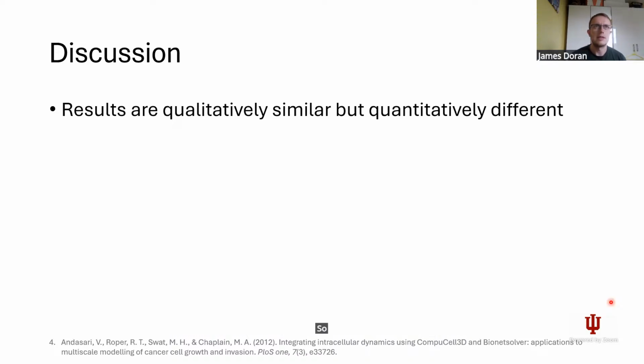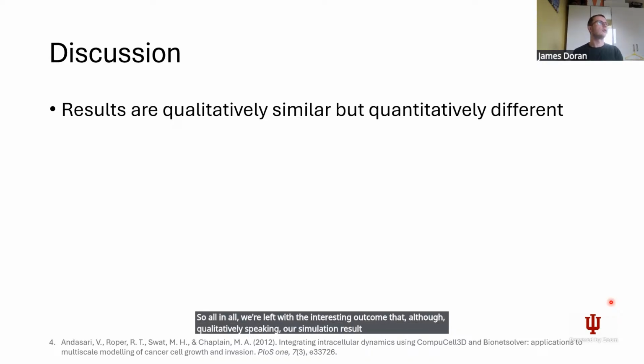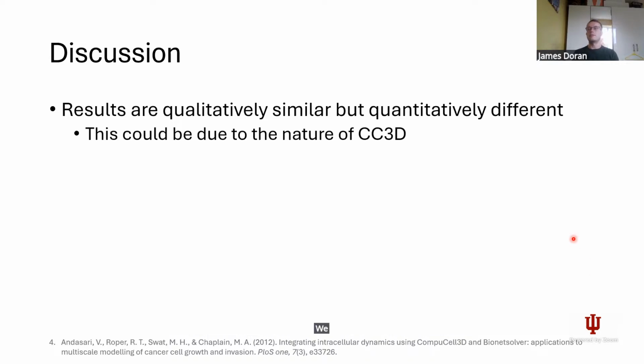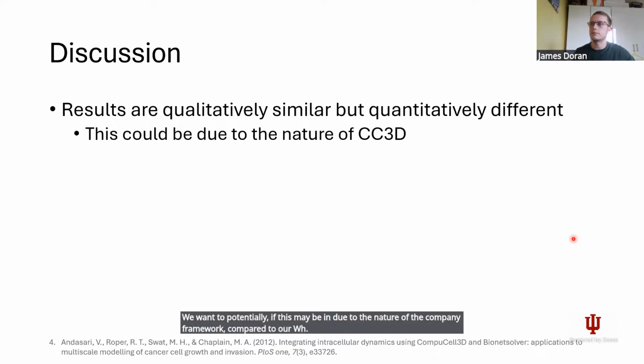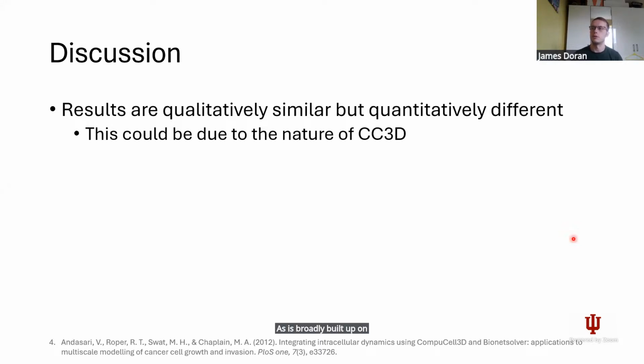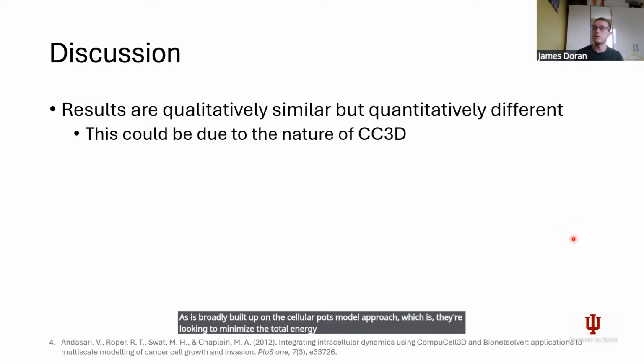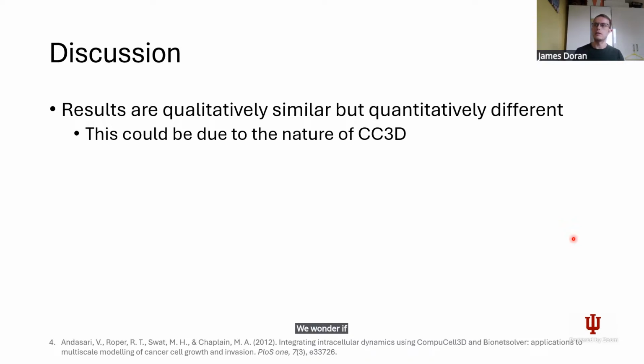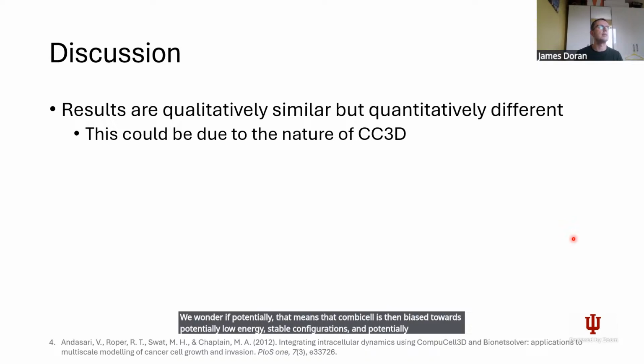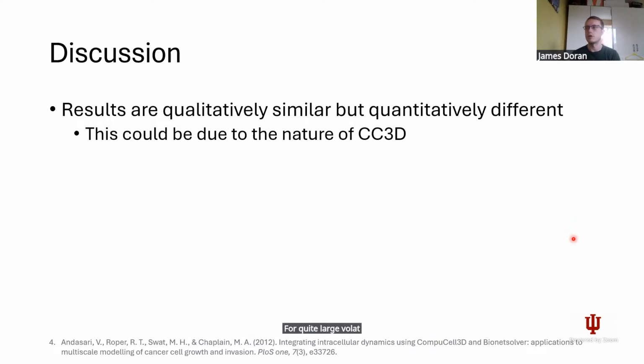So all in all, we're left with the interesting outcome that although qualitatively speaking, our simulation results do see similar proportions of containment versus dissemination for the two model types, quantitatively in terms of the amount of bacteria in the domain, we get quite different outcomes. We wonder potentially if this may be due to the nature of the CompuCell framework compared to our WHIDM original, as it's broadly built up on the cellular Potts model approach, which is looking to minimize the total energy of a configuration of cells. We wonder if that means CompuCell is biased towards low energy stable configurations, and potentially there's less possibility for quite large volatility in model outcomes.